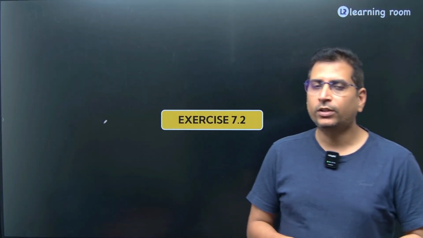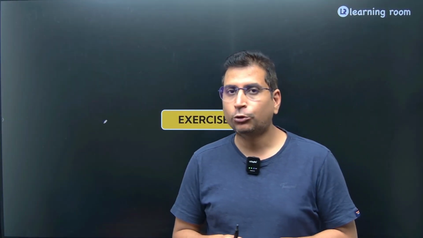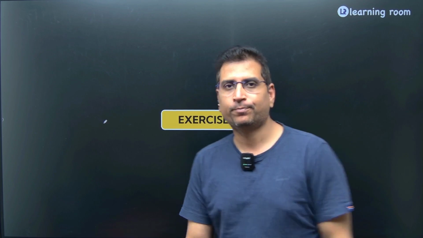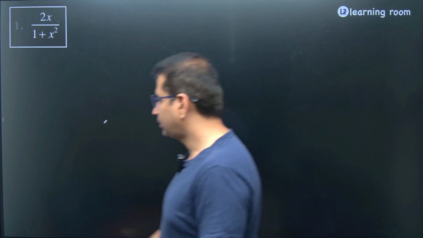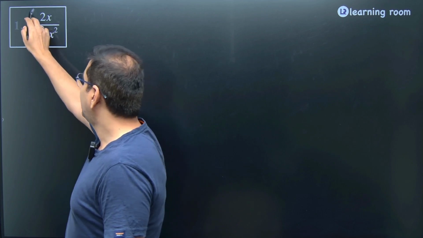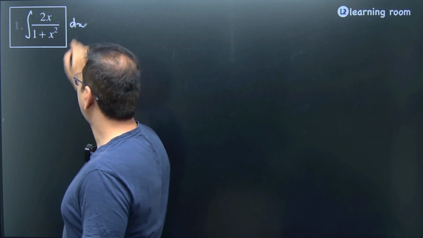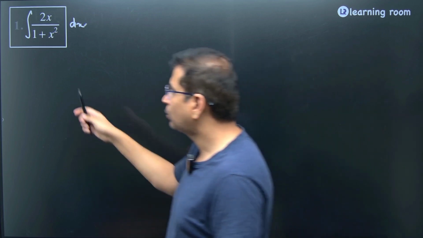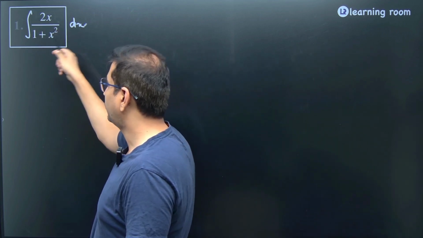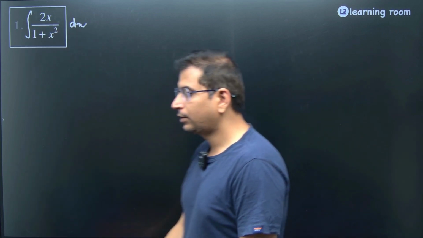Now we'll get started with the NCERT problems of exercise 7.2. Okay, so here the first question is the integral of 2x divided by 1 plus x square, right? So always write the question as the integral of 2x divided by 1 plus x square times dx, right?